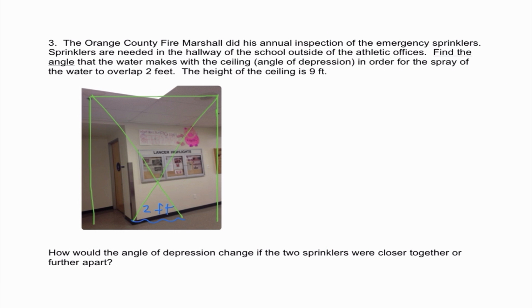Number 3 says the Orange County Fire Marshal did his annual inspection of the emergency sprinklers. Sprinklers are needed in the hallway of the school outside the athletic offices. Find the angle that the water makes with the ceiling, which is an angle of depression, in order for the spray of the water to overlap 2 feet. And it tells us that the height of the ceiling is 9 feet. Well, I actually measured and I figured out that this was also 9 feet.